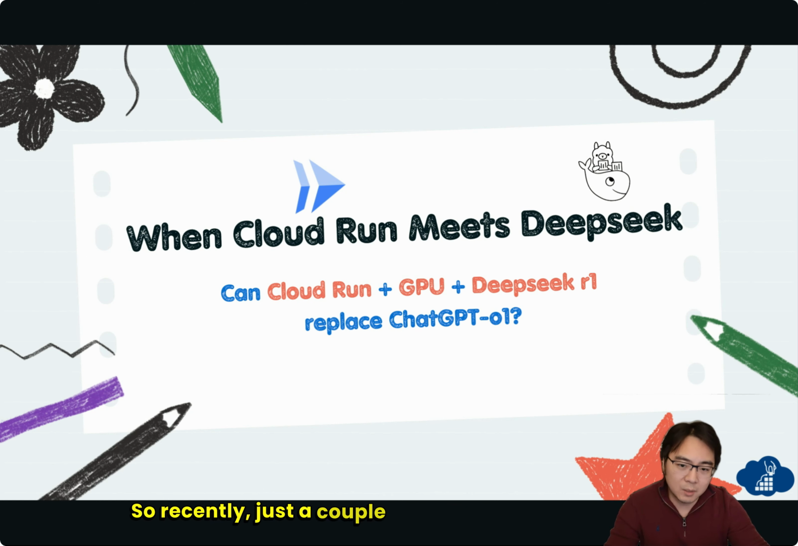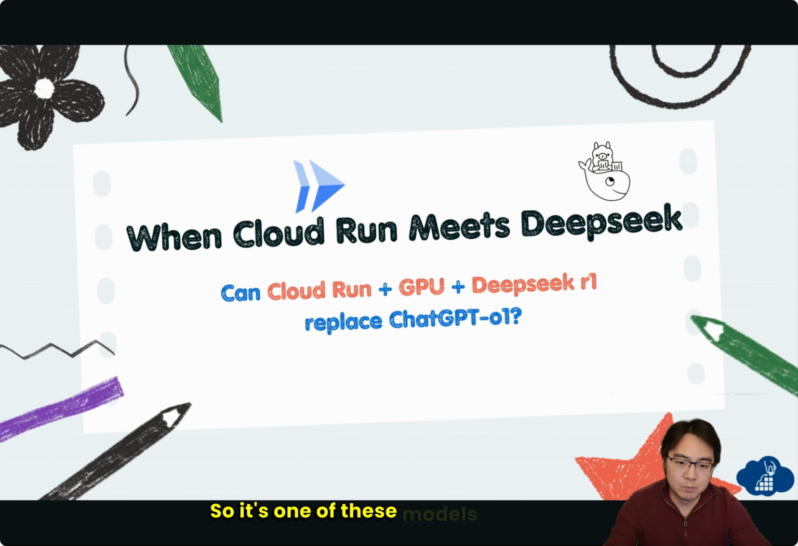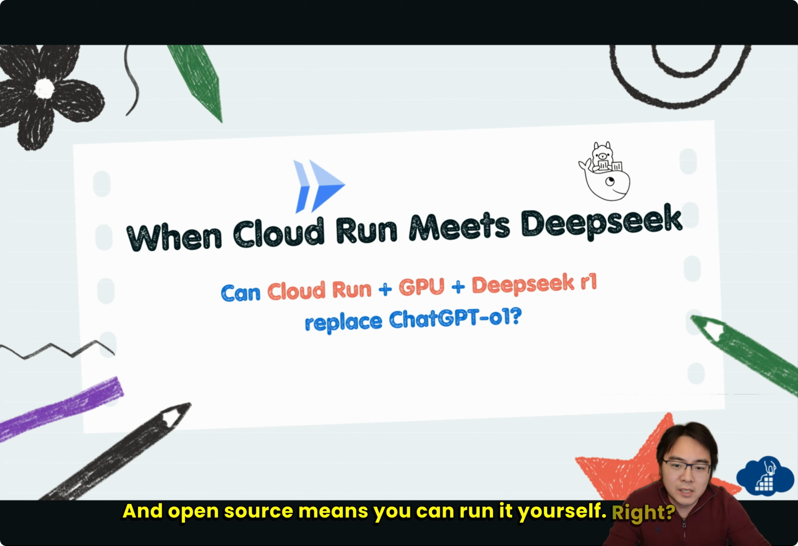So recently, just a couple of days ago, DeepSeek has released a new model called R1, which is open source and is very, very strong on reasoning, just like ChatGPT O1, right? So it's one of these models that can give it some thoughts before it gives you the answer. And this is specifically good for coding, for example. And open source means you can run it yourself, right?